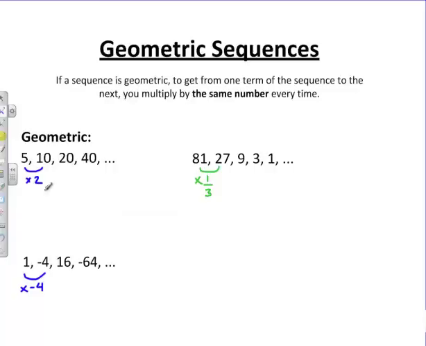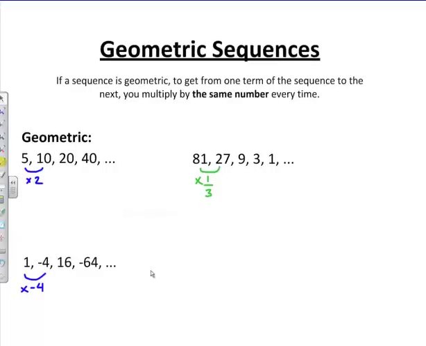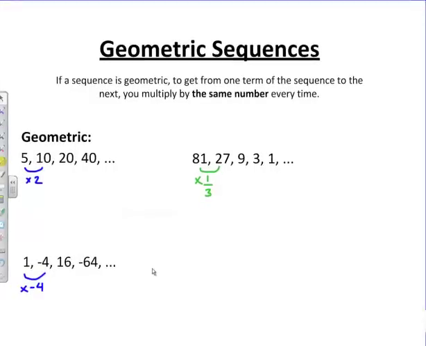What you're multiplying by can be a normal boring number, it can be a fraction, it can be a negative number. They can get more complicated than that. You'll see some examples in our classwork of geometric sequences where you're multiplying by a radical every time. But as long as you're multiplying by the same thing every time, that's called a geometric sequence. Just like in an arithmetic sequence, you have a common difference. In a geometric sequence, you have what's called a common ratio.